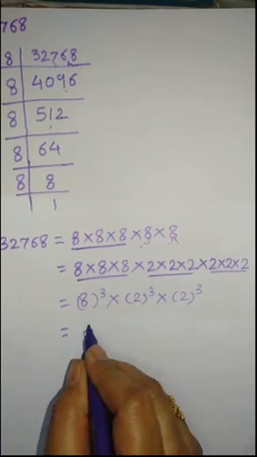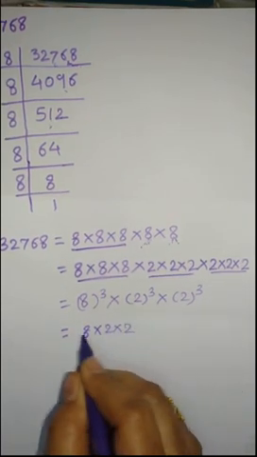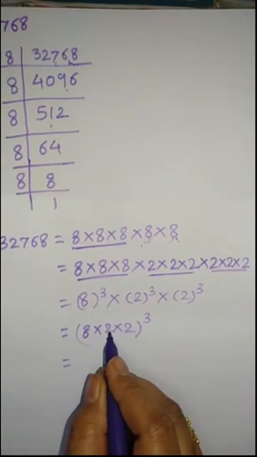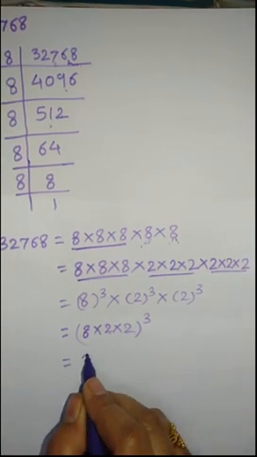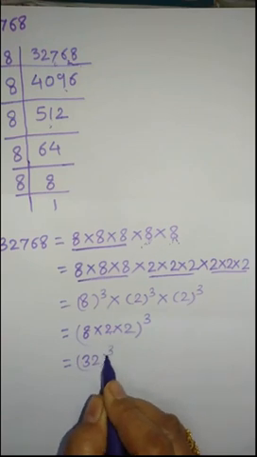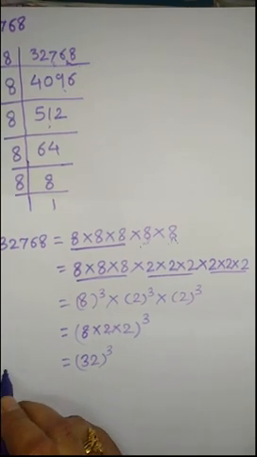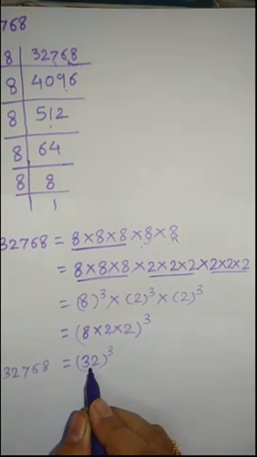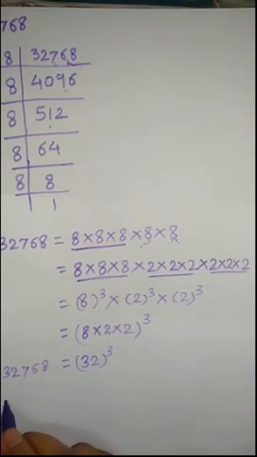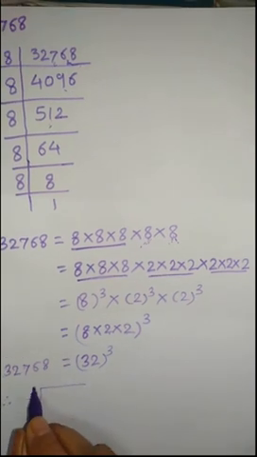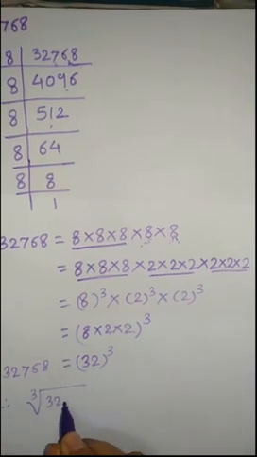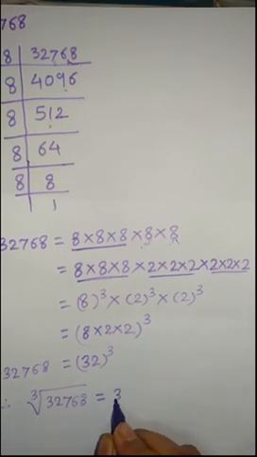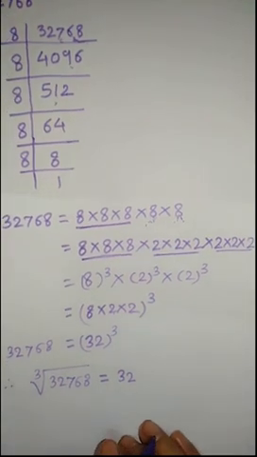So merge this: 8 multiplied by 2 multiplied by 2, bracket cube. 8 2s are 16, 2s are 32, cube. Write down 32,768 is equal to 32 cube. Therefore, cube root of 32,768 is equal to 32. Very simple.